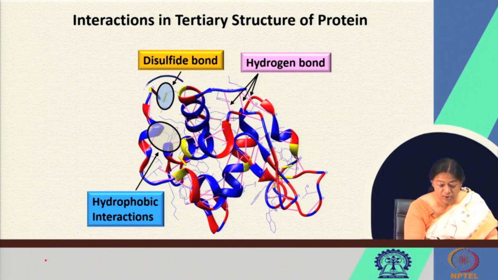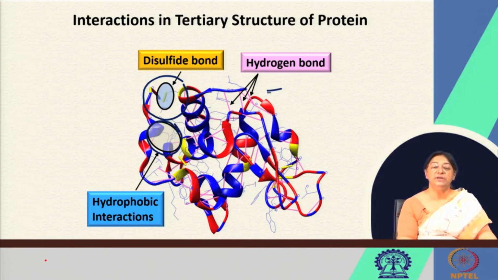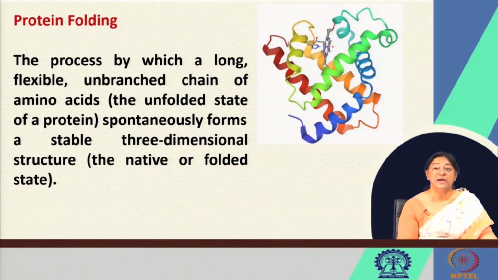The disulfide bond is formed between cysteine residues. We have hydrophobic interactions, and we have hydrogen bonds. Hydrogen bonds we have seen between specific residues in the alpha helix, and between specific strands for the parallel and antiparallel beta strands. Now, we are going to look at the specific types of interactions that bring about what is called protein folding.